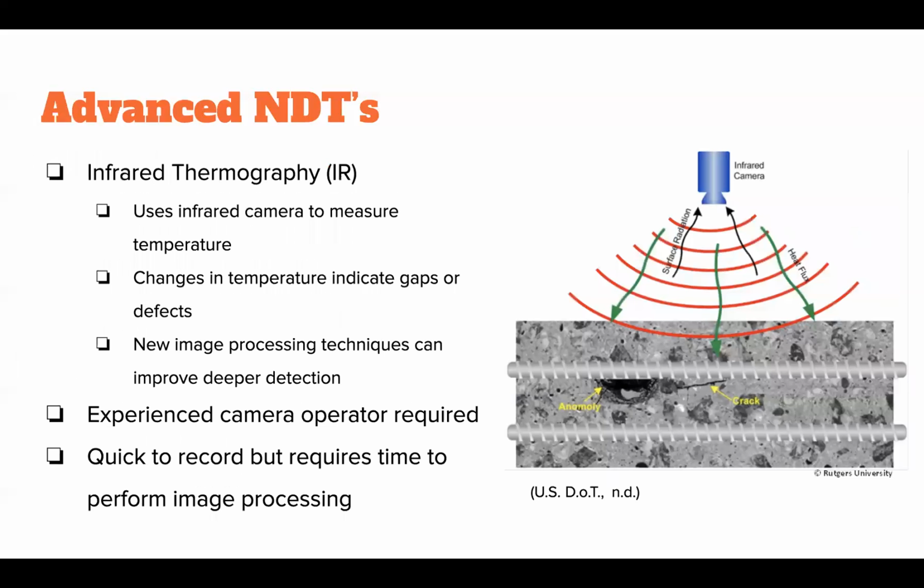Next, we have infrared thermography. As pictured to the right, this method uses an infrared camera to measure temperature, and the changes in temperature indicate gaps or defects. This method is great because it records images really quickly, but it does require time to perform image processing as well as a required camera operator.